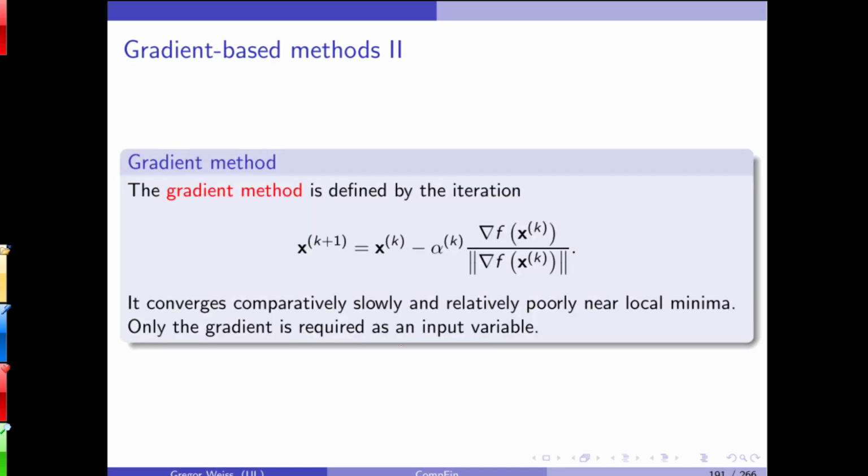This is called the gradient method, Gradientenmethode oder Gradientenabstiegsmethode. If you simply take x_{k+1} equal to x_k minus alpha_k times the normalized gradient, it converges comparatively slowly and relatively poorly near local minima, but you only need the gradient as an input variable.